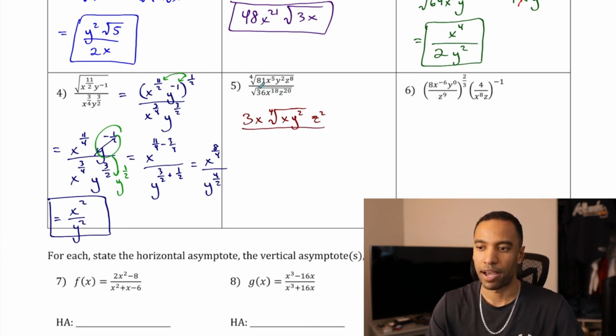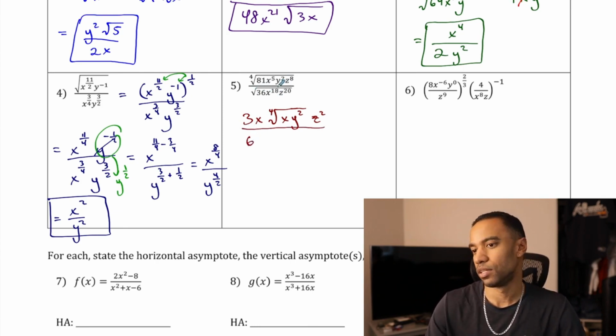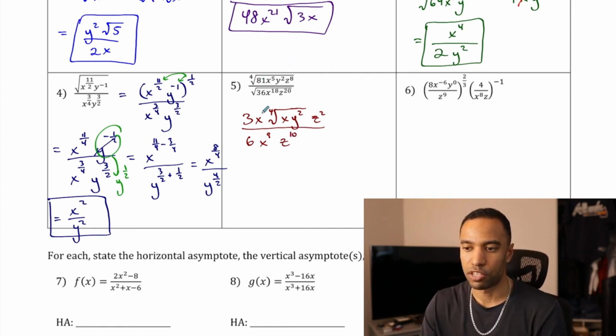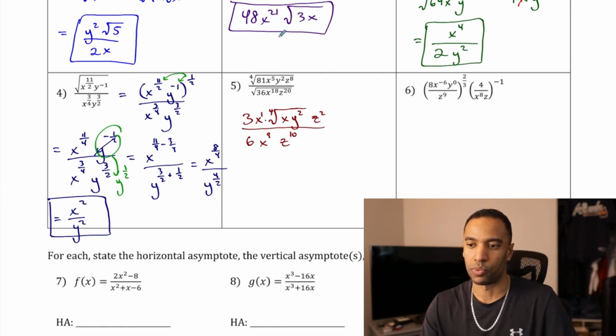And then divided by, down here, we have the square root of 36 is 6. The square root of x to the 18th, 18 divided by 2 is 9, so we get x to the 9th here. And then the square root of z to the 20th, 20 divided by 2 is 10, so you get z to the 10th. Keep in mind that's just an x to the first, and that 4th root has to do with that part there.